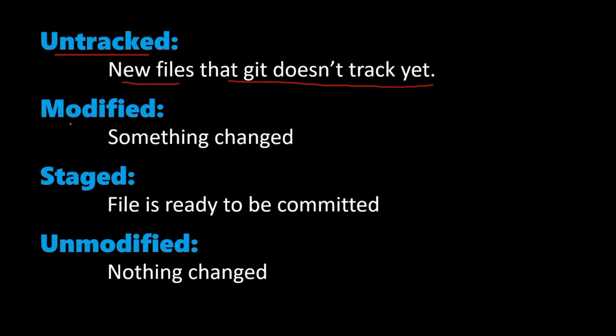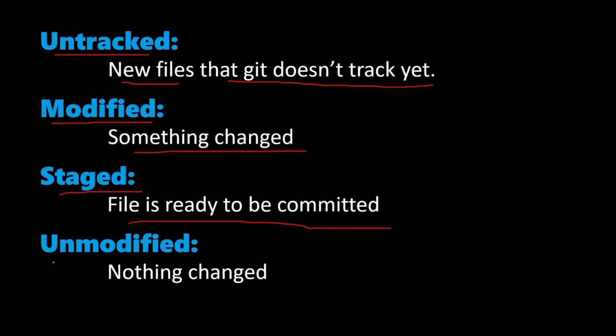The next is the modified file. You have made something, there is a change in that file. As I just added a new line to that file, it says it is modified because there is something you have changed in that file. The next one is staged. Staged means the file is ready to be committed. Staged means added. If you have modified something, you first have to stage it, and then it will be committed, right? So before it is committed, the file should be staged.